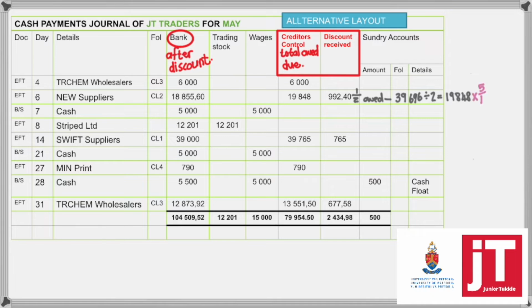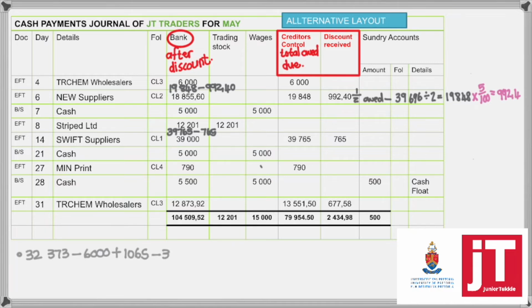So yet again, just to remind you how we got these amounts, you can see the calculation written there. Then the same for day 14. Yet again, the bank total must be after discount. We owed 39,765. We got 765 discount. So minusing it off gives you the amount paid, which is then 39,000.